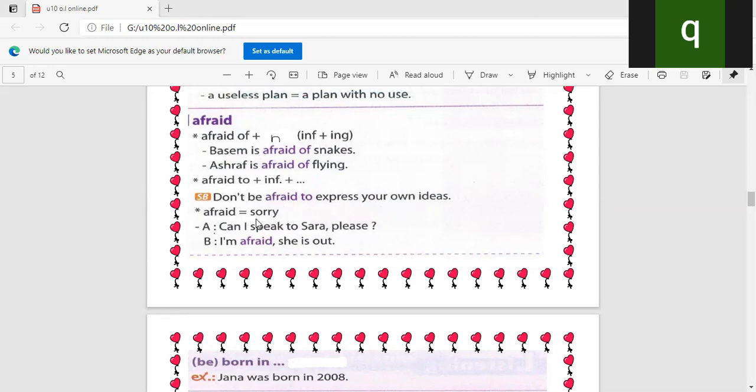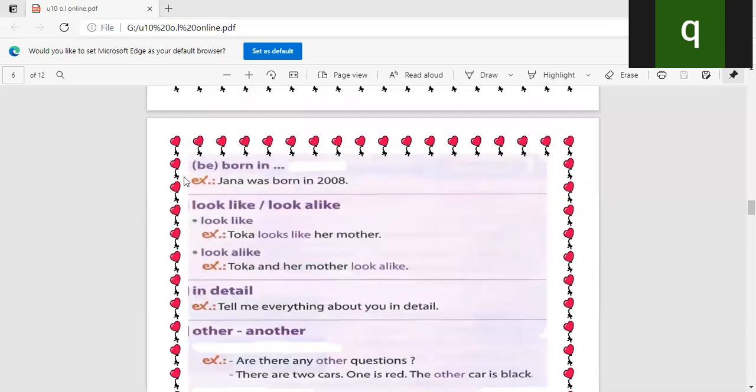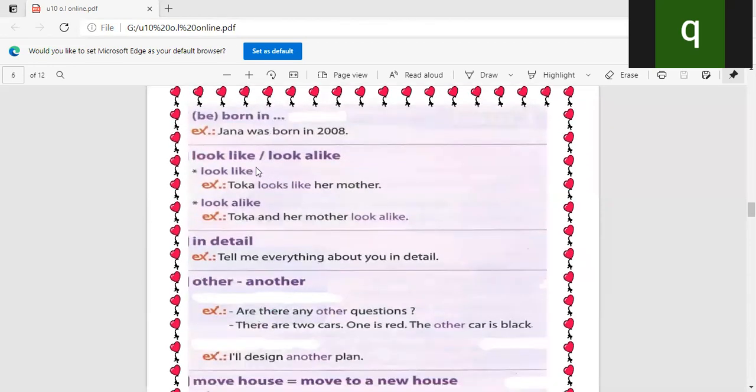Afraid can also mean sorry. Can I speak to Sarah, please? I'm afraid she is out. I'm afraid means I'm sorry. She is not here, she is out. Be born in plus the year: Jenna was born in 2008.